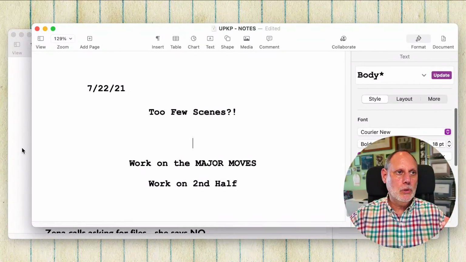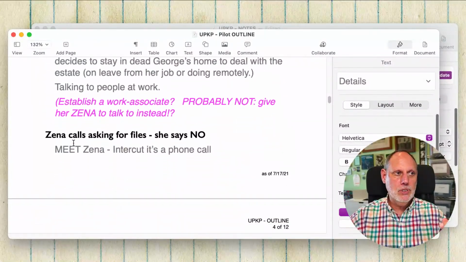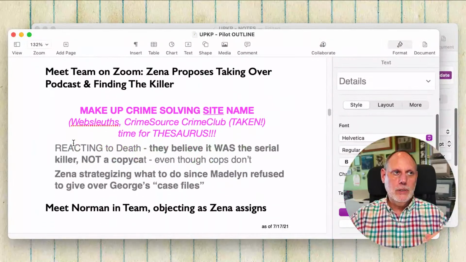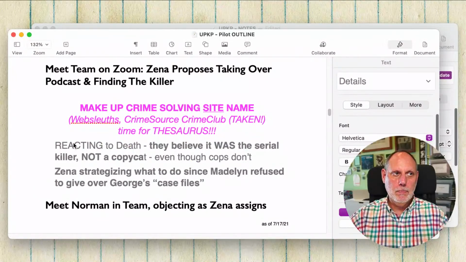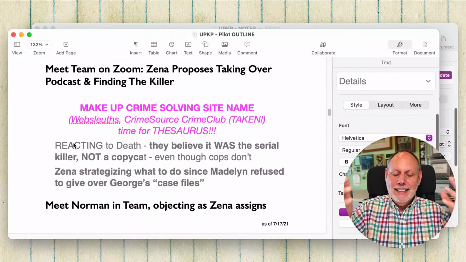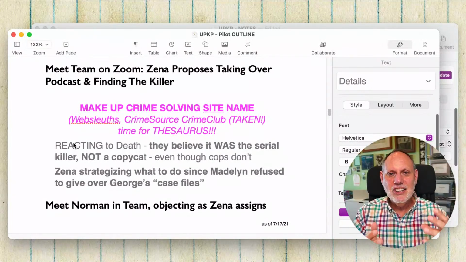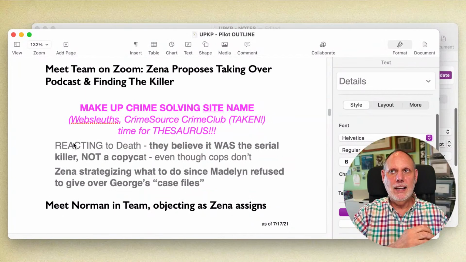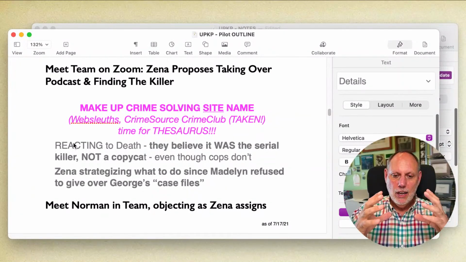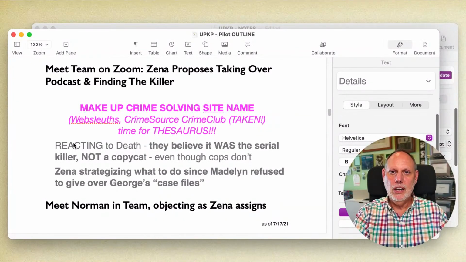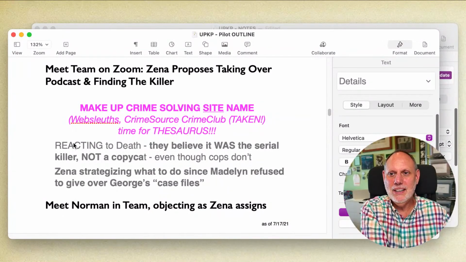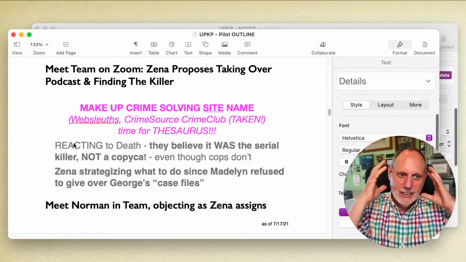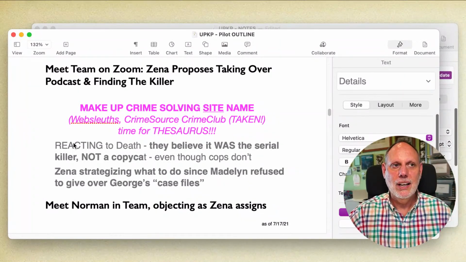The opening sequence with Madeline and the cops, and then the sequence when Xena proposes taking over the podcast and finding the killer. That's a lot. There's a lot happening there. And just the concept of this group of people deciding that they are going to try and take over a dead podcaster's podcast, that takes some brain space.